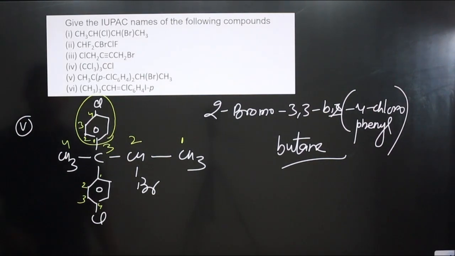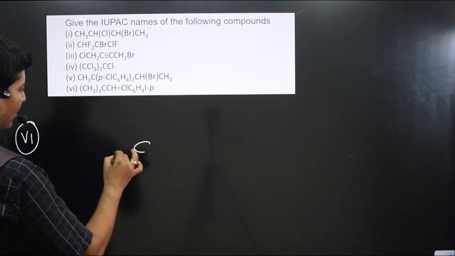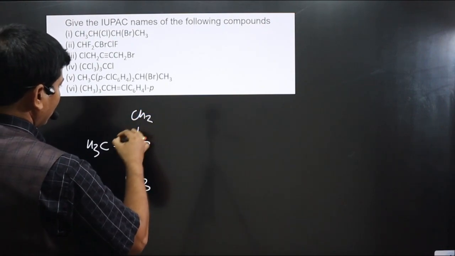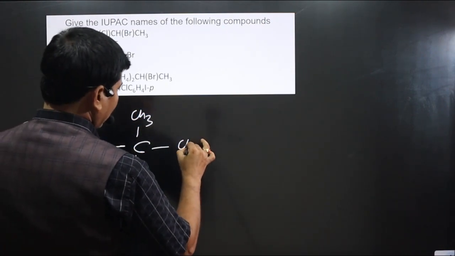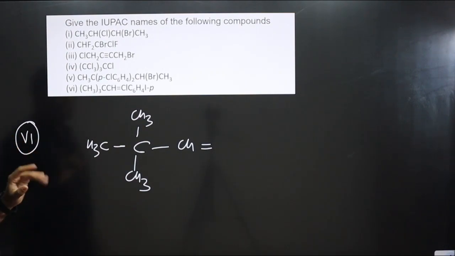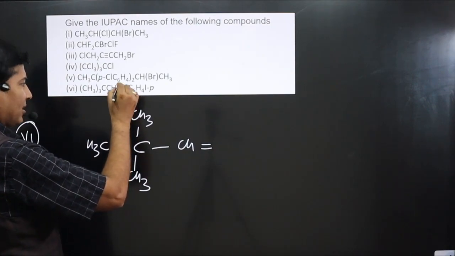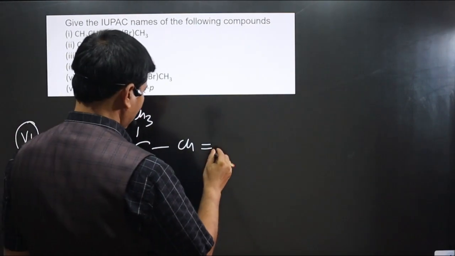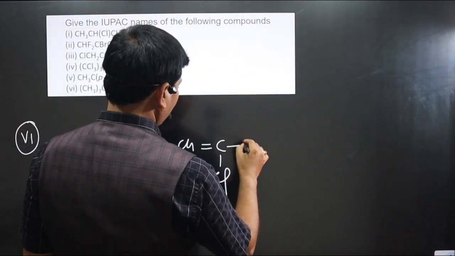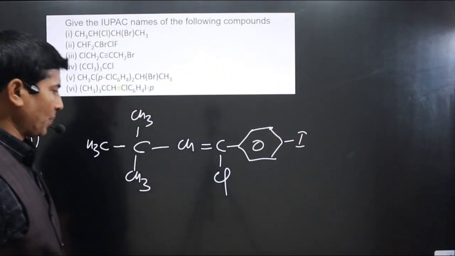We have the last one, the sixth one. In this case we have CH3 thrice on a carbon. Here we have CH3, here also CH3, and then we have CH3. Okay, then we have CH double bond Cl. Cl cannot form more than one bond, which means one carbon is missing. Let me write one carbon here. To this carbon Cl is attached, and then we have a benzene ring. To this benzene ring we have iodine.